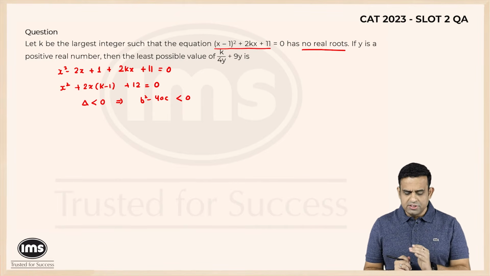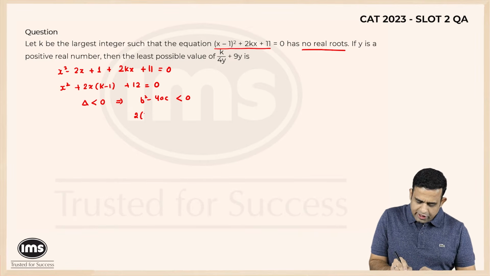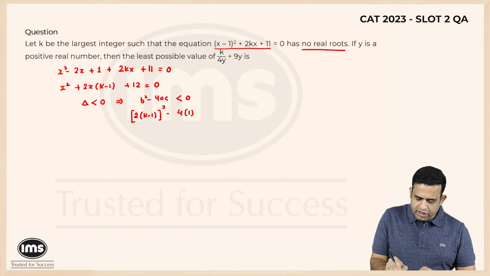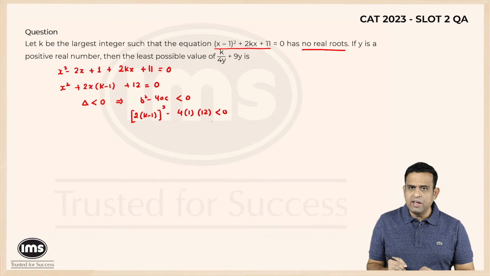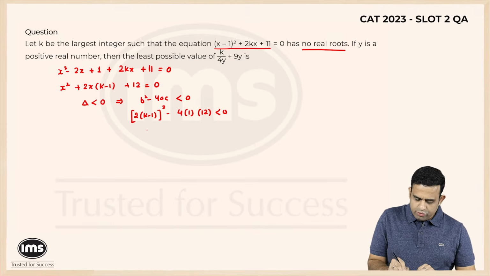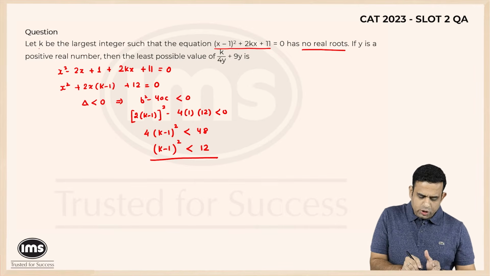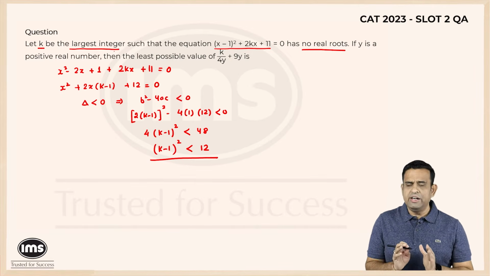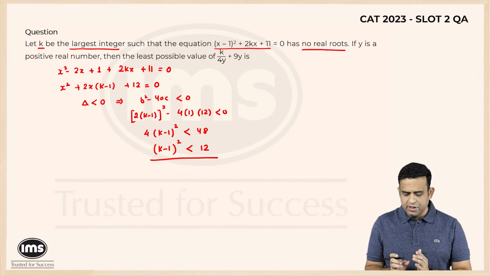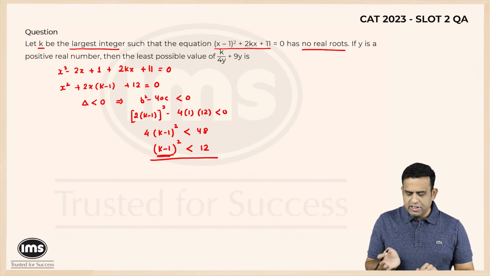A is 1 here, c is 12, and the term b is 2 into (k minus 1). So one will get (2 into (k minus 1)) square minus 4ac, so 4 into 1 into 12, should be less than 0. So now we'll get 4 into (k minus 1) whole square to be less than 48, or one can say the term (k minus 1) square needs to be less than 12. Now please note that k is going to be the largest possible integer. So k needs to be an integer. So in this particular case, which square is less than 12?